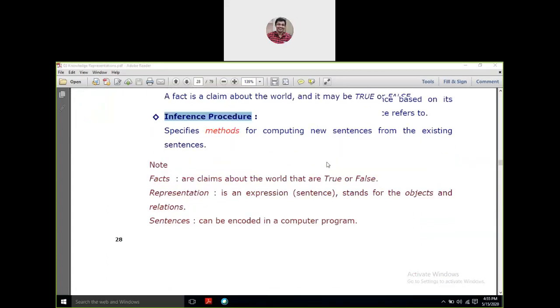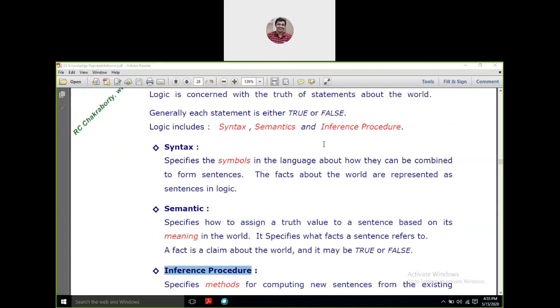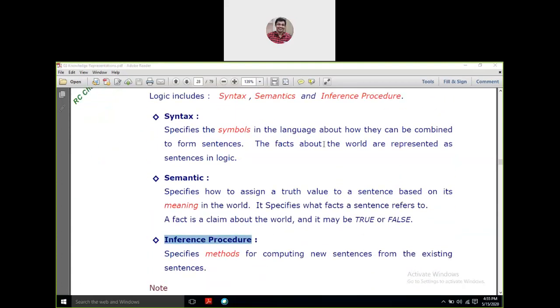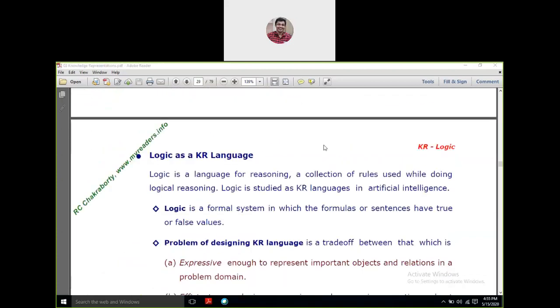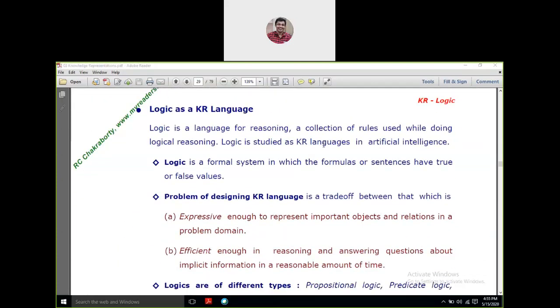So these are inference rules out here, right? So you got to remember that in case of logic, you have the syntax, semantic, and the inference procedure that you're supposed to know, right? Now, we do have logic as a knowledge representation language.